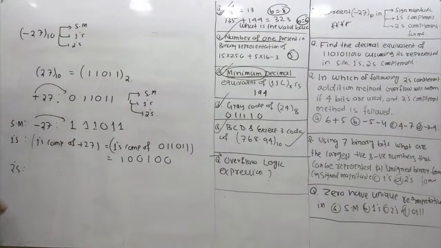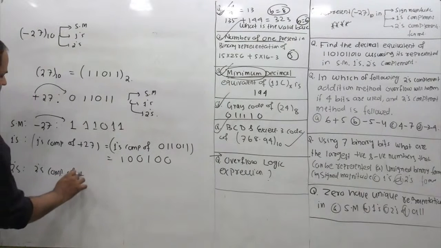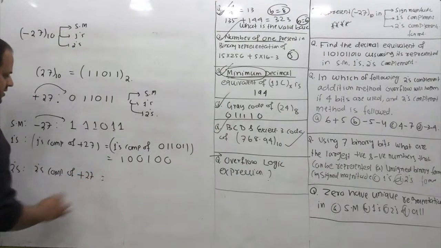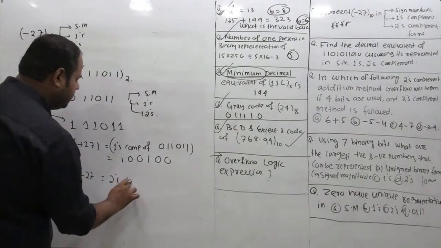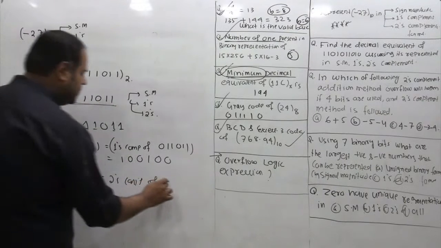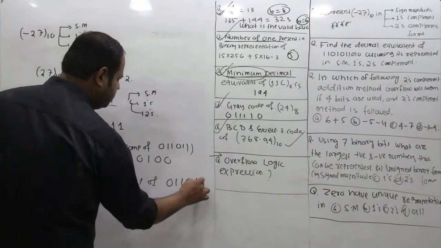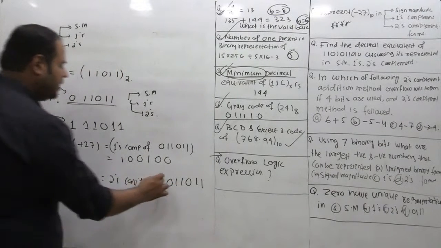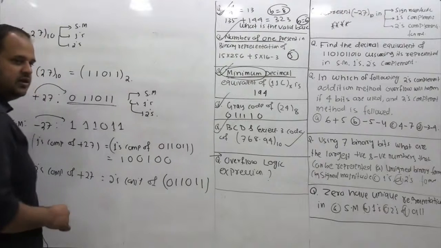The same question if I ask in the 2's complement form, the simple logic is instead of taking 1's complement of 27, you should take 2's complement of plus 27. So in this case, you should take 2's complement of this number again, which is 0, 1, 1, 0, 1, 1. So how to get the 2's complement directly? I hope you know this.